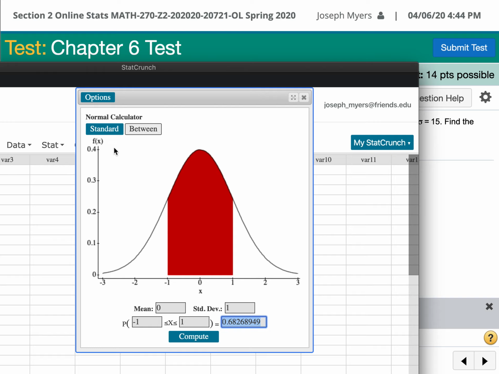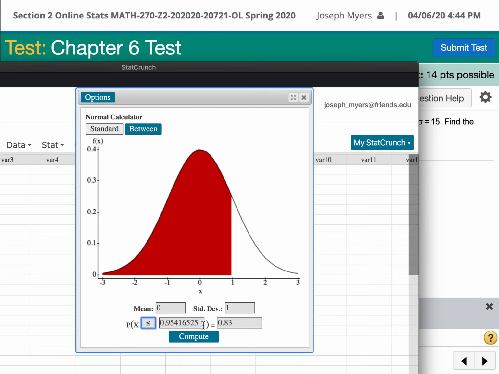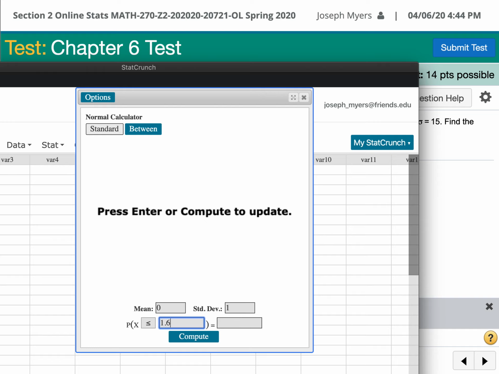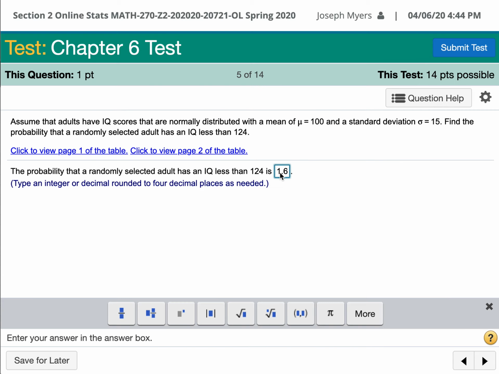So ready? Click on standard, and then right here, click below, less than, and then enter 1.6, and click compute. So the probability is 0.94. And then you round that off to 4 decimal places, which is like that.